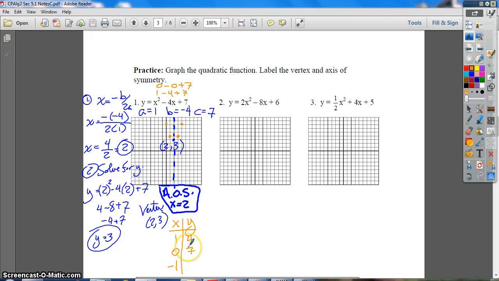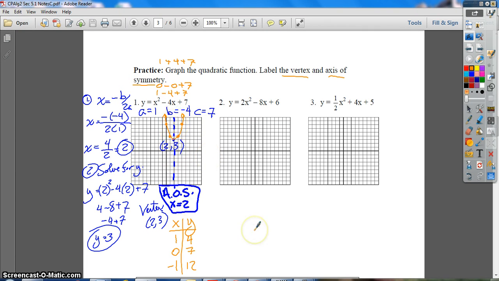And then if I do negative 1, I'm going to be off the chart. So it'll be 1 plus 4 plus 7, which is going to be 12. And that's off my graph. So here's my graph. That's your first graph for standard form. That would be finished. Make sure you are labeling the vertex and axis of symmetry, which is this here.